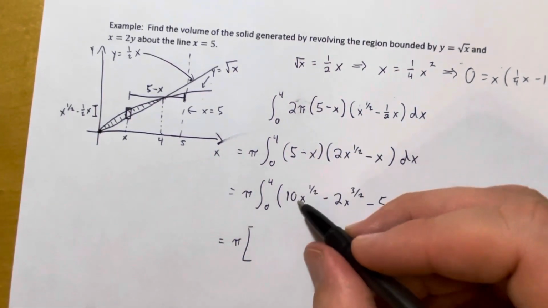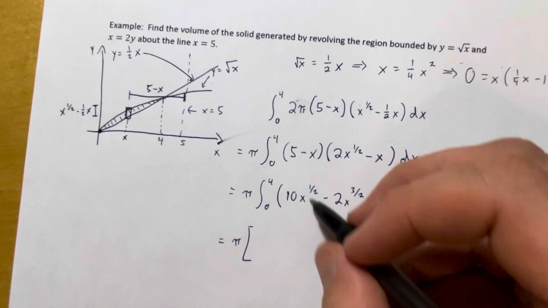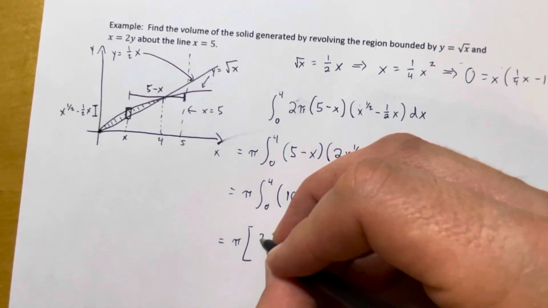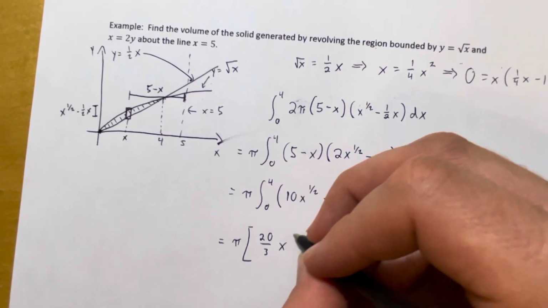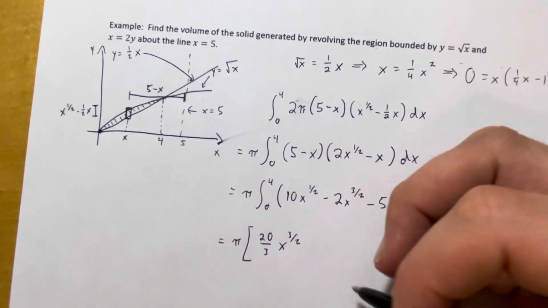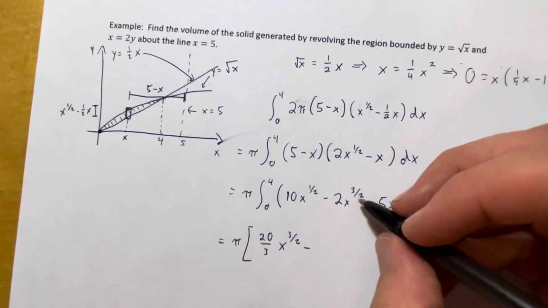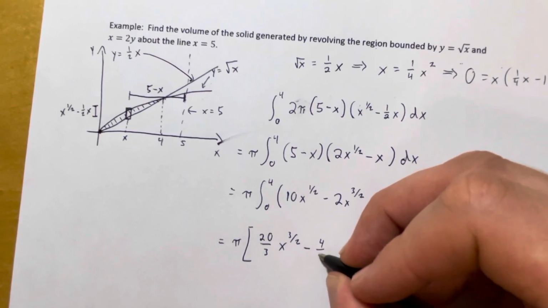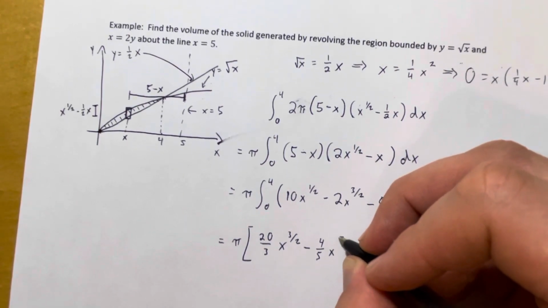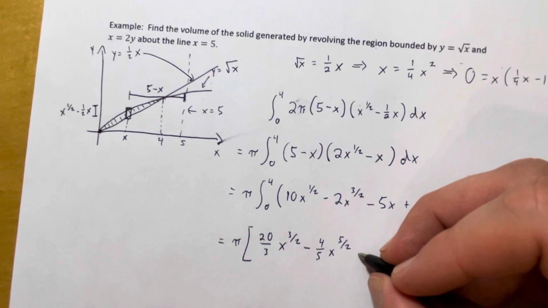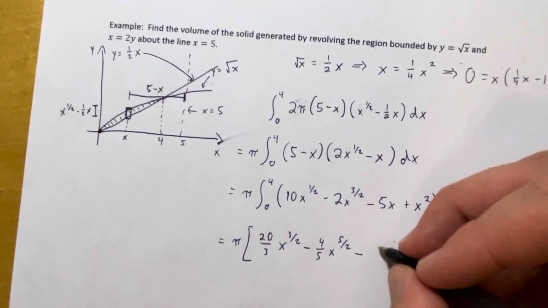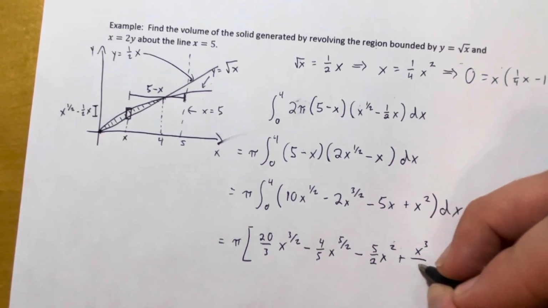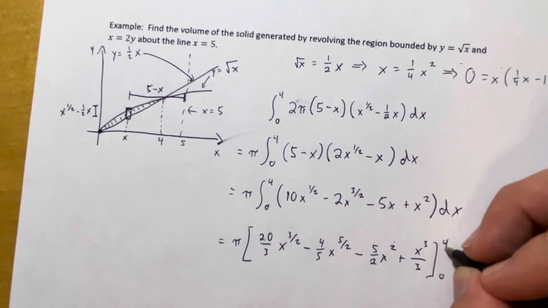So let's do that. Here, I'm going to add 1 to my exponent, which means I multiply by the reciprocal here. I'm going to multiply that by 2/3, which is going to give me 20/3 x to the 3/2 power, minus this is going to become a 5/2, so I multiply by 2/5, giving me 4/5 x to the 5/2 power, minus 5/2 x squared plus x cubed over 3 from 0 to 4.